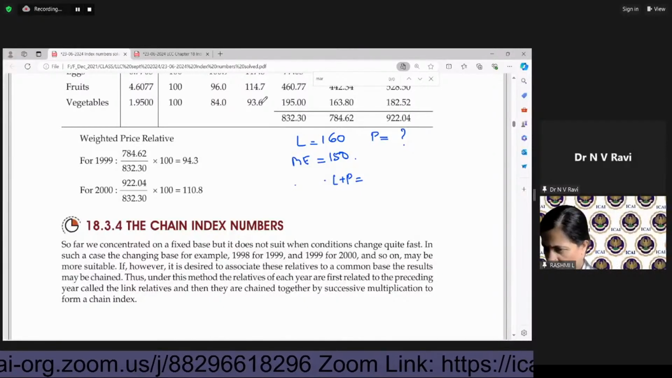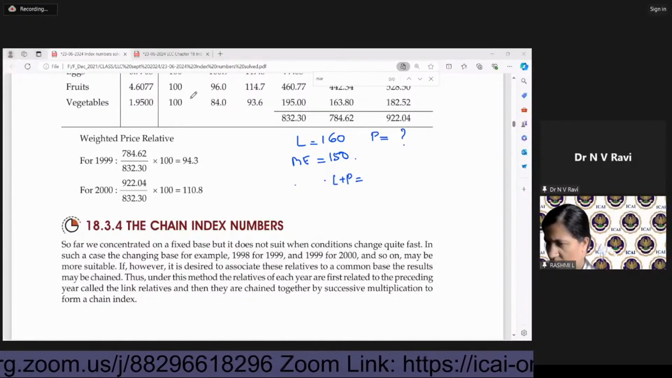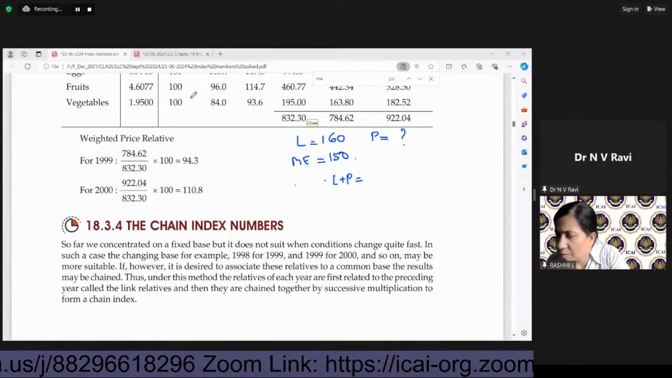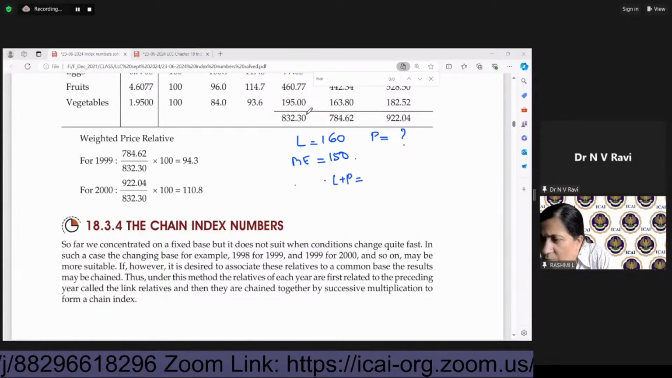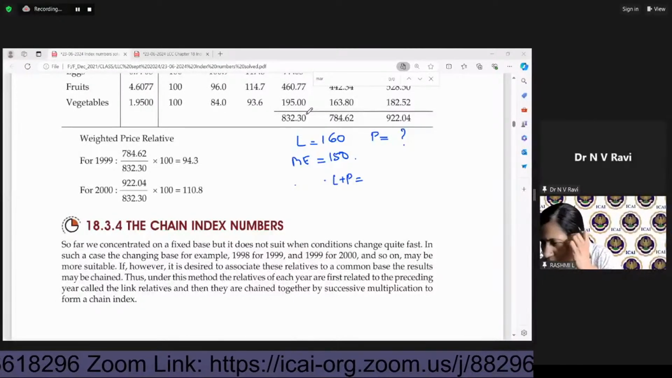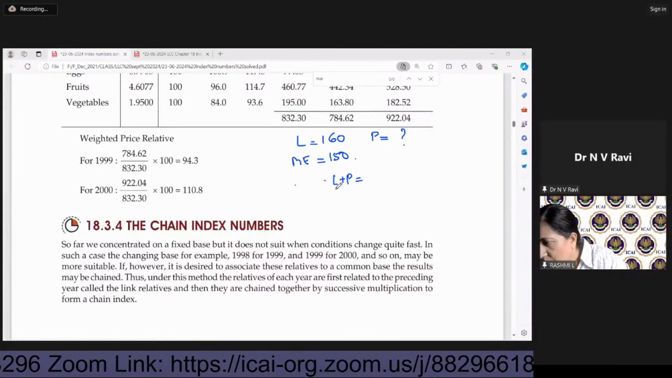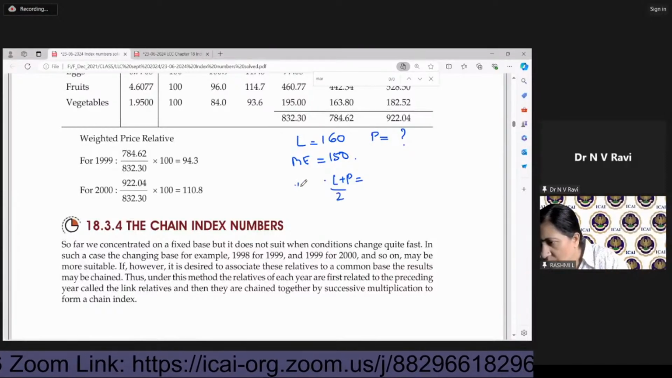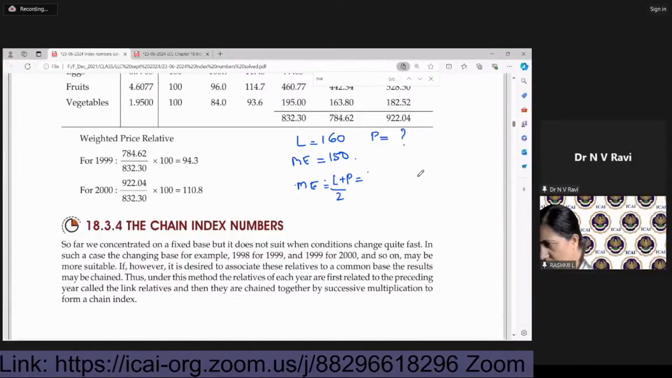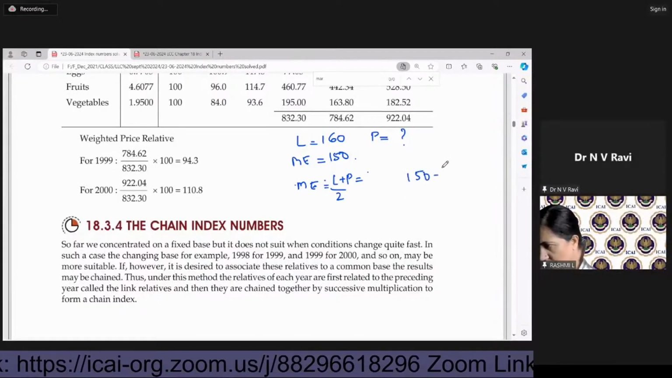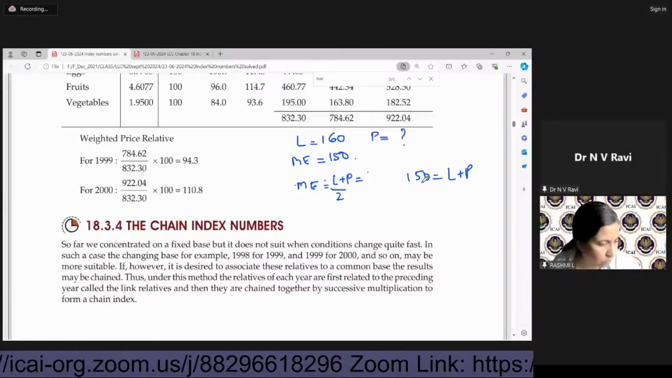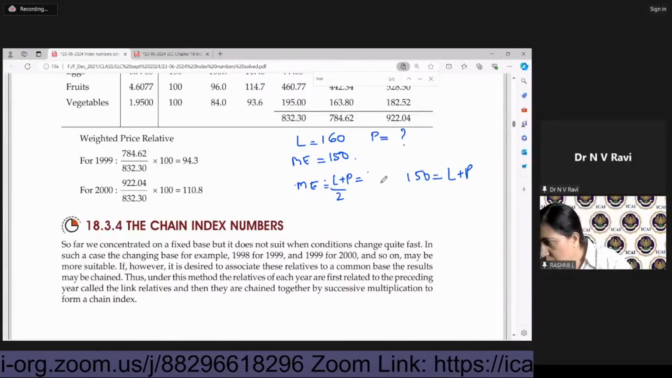No, my question is, please just give me some time. I will come back to you. Here the question is the Marshall-Edgeworth index number is 150. That is L plus P by 2 equal to 150, so L plus P is 300. L equal to 160. Then P is how much? 300 minus 160, 140. Am I right or not? Please respond to this.